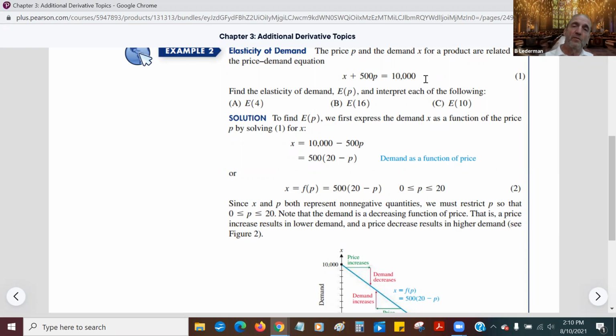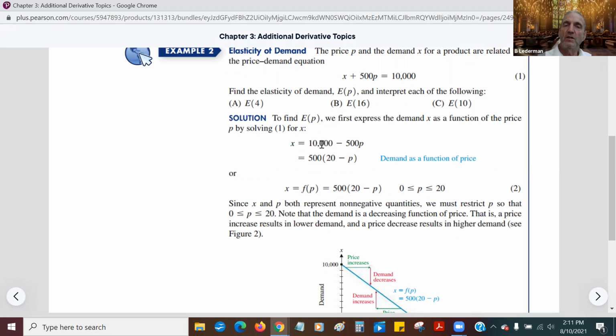Obviously, if you overprice something, the demand is going to go down because nobody wants to pay that much. But price and demand sometimes have an interesting relationship between them. Anyway, we want to find E of 4, E of 16, and E of 10, and more generally, we want to find the elasticity of demand, E of P, in general.